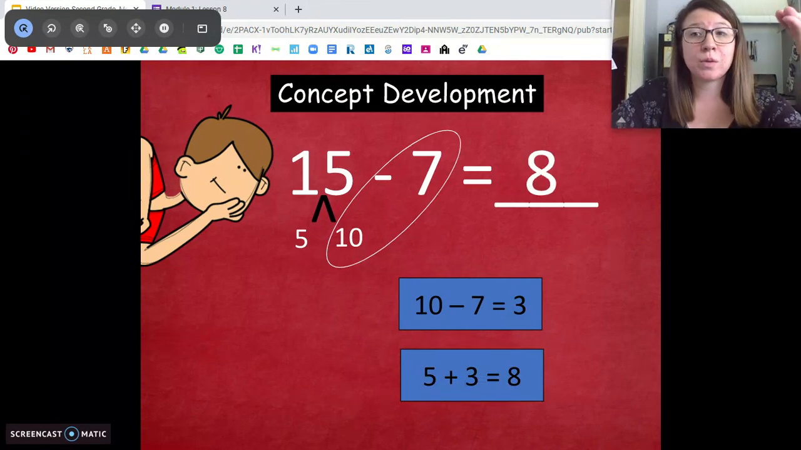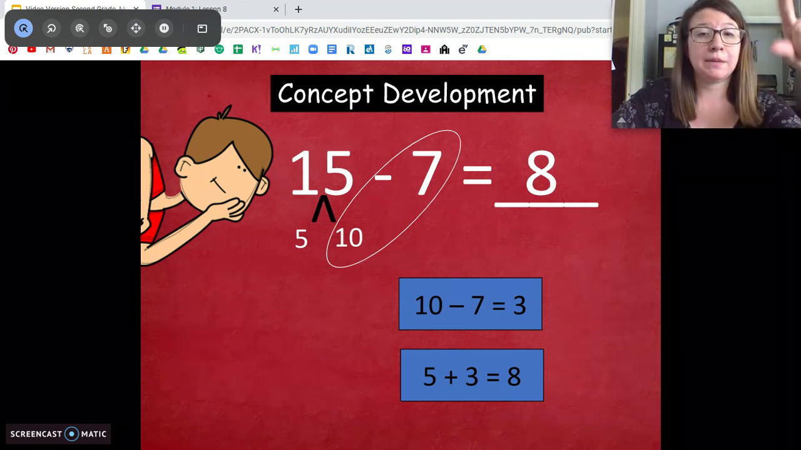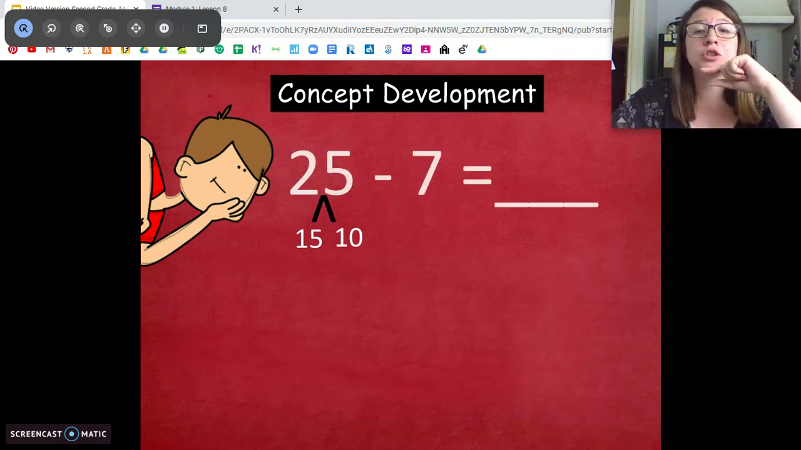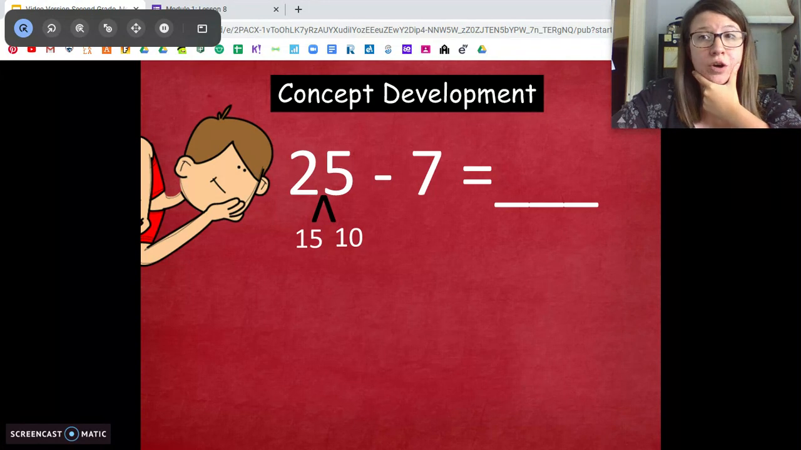Now, this next one, we're going to amp it up a little bit. It's going to be over 20. I want you to pause and solve this on your own. Go.